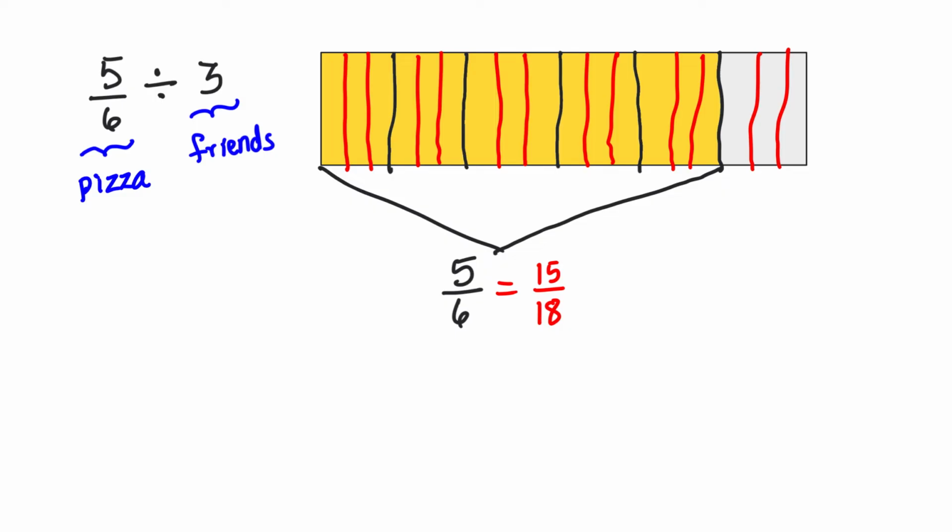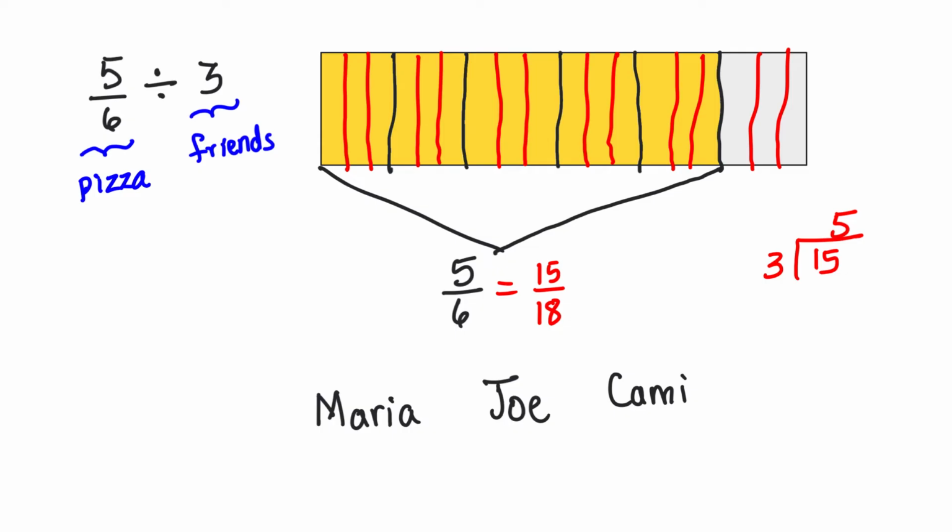Since we have 3 people, we know that 15 divided by 3 equals 5. So each friend is going to get 5 parts out of the 18. Let's write 3 names of your friends. Let's have Maria. Let's say Joe. And let's say Camila. Made up 3 names.